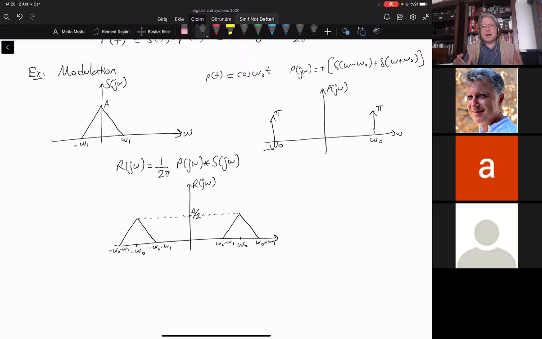This is where R of j omega appears, A over 2. Now, this is called modulation because omega 0 is a very high frequency. Although I have drawn omega 0 at a very low frequency, naturally these things are very far away from the center, and therefore we have some gaps here. Omega 0 is a lot larger than omega 1, okay? But I don't have that kind of space here, so I'm just plotting it like this.